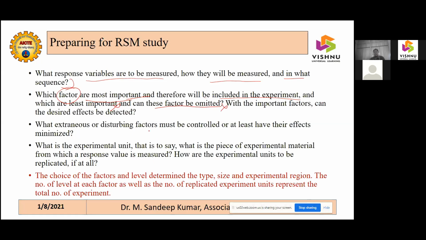What extraneous or disturbing factors must be controlled, or at least have their effects minimized. What are the experimental units? You should know what the piece of experimentation material is from which a response value is to be measured. What are the experimental units and replications? All these things should be kept in mind. The choice of factors and levels determines the size, type, and experimental region, that is, how narrowly or how broadly you want to search, depending on the selection of the factors and the levels.